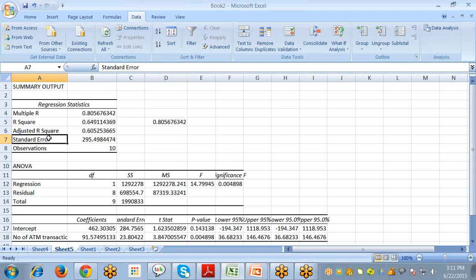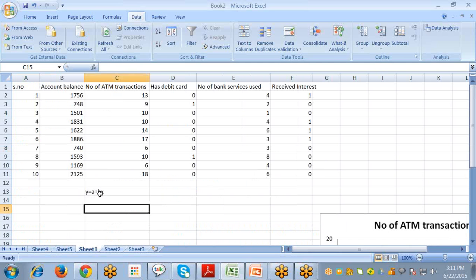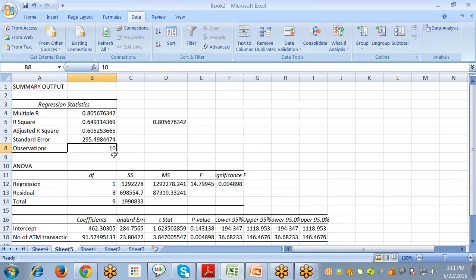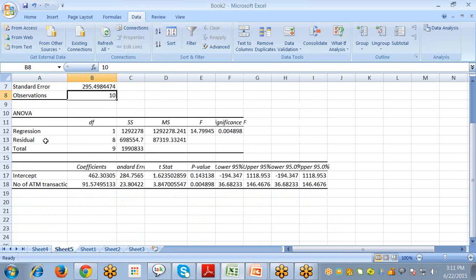And this is the standard error. And there are the observations, that means how many observations we are using to calculate. Here I am using 10 observations, so the value is 10. And then there comes ANOVA. ANOVA is the most important part for regression analysis, and note that it is a very important thing. It helps you understand how the regression is doing.